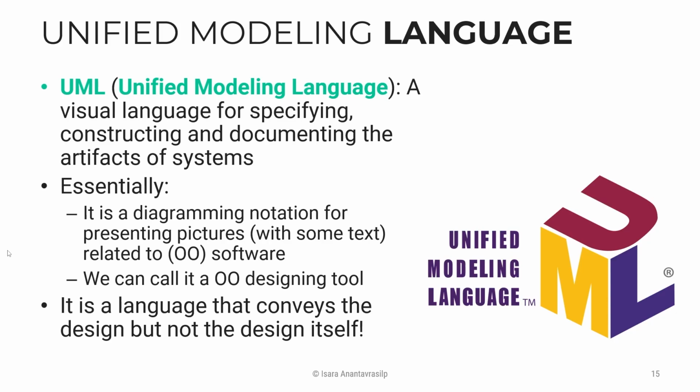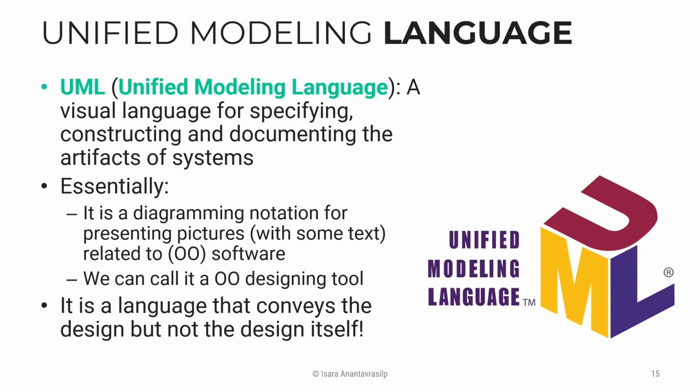So what kind of tools do we use in these requirement analysis and design phases? We use the UML, Unified Modeling Language. It is a visual language for specifying, constructing, and documenting artifacts of the system. So essentially, it is a diagram notation for presenting pictures with some text related to object-oriented software. We can call that an OO design tool.